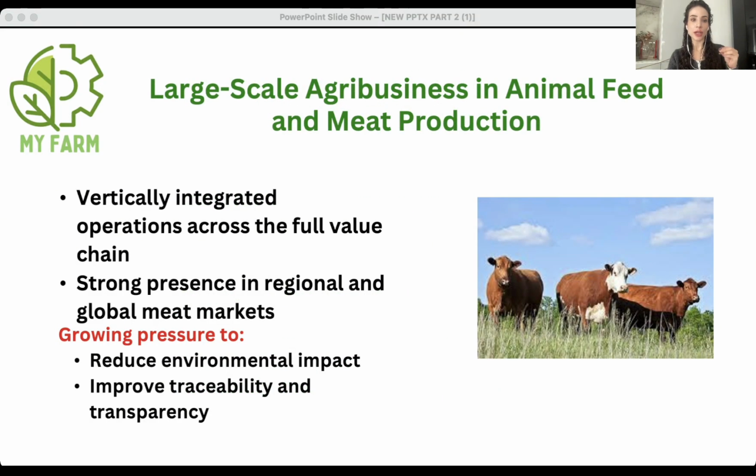If we look at large agribusinesses in animal feed and meat production, we can see that large vertically integrated meat producers manage every stage of the value chain, from animal breeding to feed manufacturing, slaughter, packaging, and export. Danish Crown in Denmark and Animex Foods in Poland are examples of firms that dominate regional and global meat markets, while at the same time facing increasing pressure to reduce environmental impact and improve traceability.